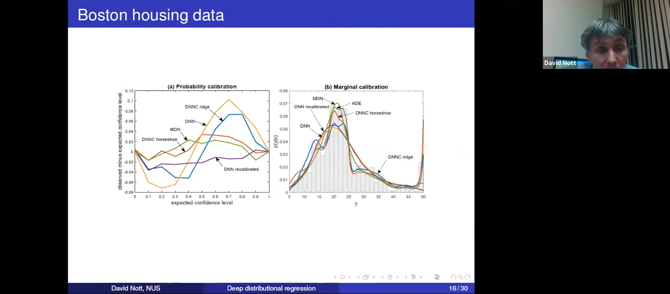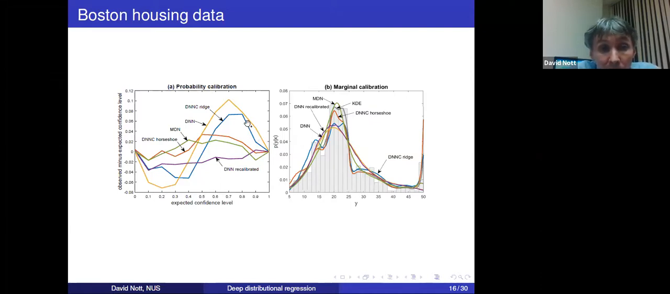For our responses, we can transform them by their predictive distribution functions. That gives us these probability integral transform values. We can look at the empirical distribution of those, and that empirical distribution should be roughly uniform on 0, 1. So you can look at the difference between the empirical distribution of the probability integral transform values and the distribution function of a uniform on 0, 1. That's what this plot is showing. If you have a deviation from 0 in this plot, that indicates a lack of probability calibration.